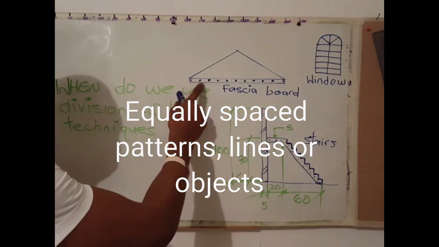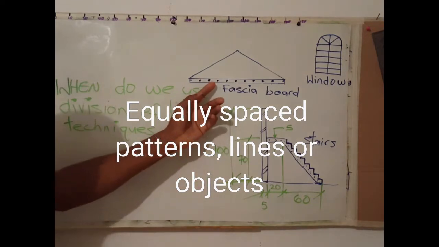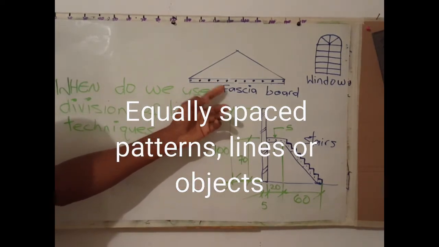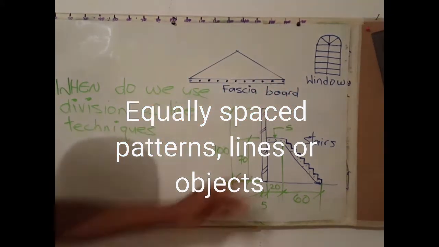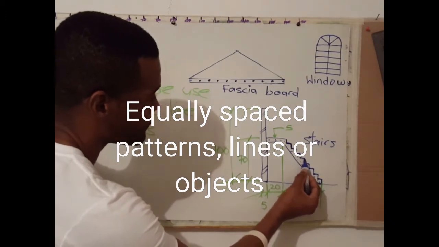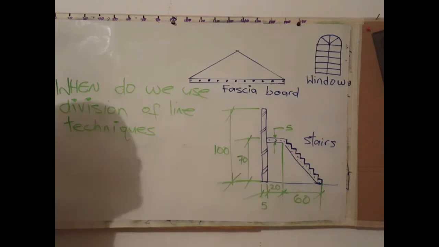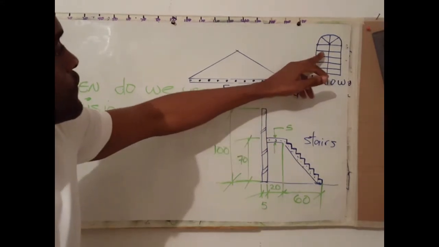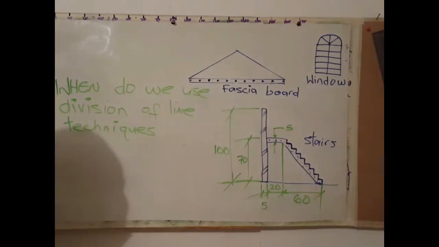So we have here 1, 2, 3, 4, 5, 6, 7, 8, 9, 10. We have 10 circles or 10 little holes on this roof. Down here we have 1, 2, 3, 4, 5, 6, 7, 8, 9 steps on this building. Here we have 1, 2, 3, 4, 5. We have 5 rows of windows.